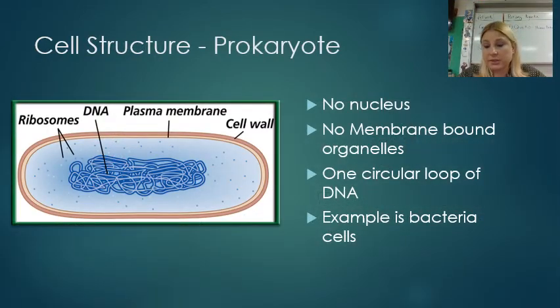Now, when we started talking about cells, we had 2 categories of cells that we covered. We have prokaryotes and eukaryotes. Prokaryotes were very simple looking cells. An example of them are bacteria. Remember, pro went with no because it did not have a nucleus. We have no membrane-bound organelles, and they have 1 circular loop of DNA. So they have 1 chromosome, and it's just 1 circle.